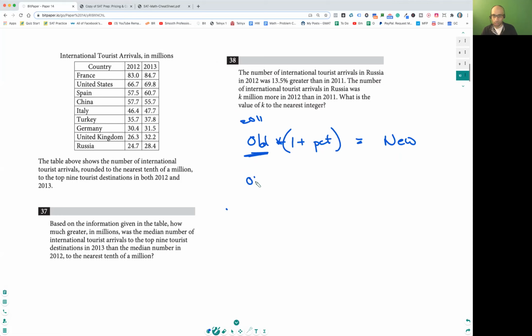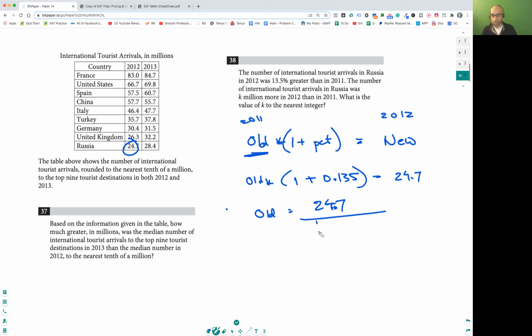So the old times 1 plus 0.135 is equal to the new value, which is the 2012 value, because 2012 is 13.5% more. Where is it? Russia is over here. 2012 is 24.7. And so the old value, guys, is equal to 24.7 divided by 1.135. So 24.7 divided by 1.135 is 21.7621. Exactly right. Well done.